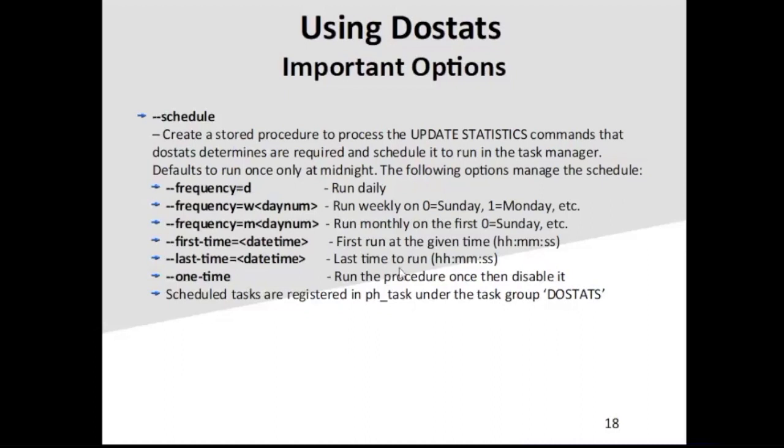All right, so here you can see you can specify run on weekdays, run on Sundays, on Mondays, run on the first of the month, the second of the month. First run at a specific time, but don't run after another specific time. And then the one-time flag says, after you execute the procedure this one time, don't put it back in the schedule or disable it. So it will actually still be in PH task, but it will be disabled after the first time it runs. If you don't pass in dash dash one time, it will register for the procedure to run periodically based on the frequency you specify over and over again. So daily, weekly, monthly.